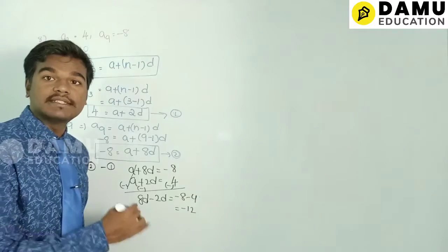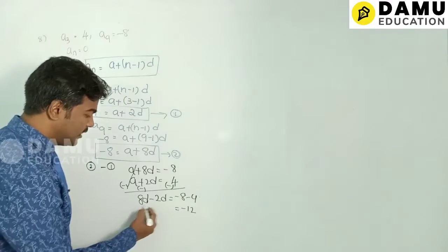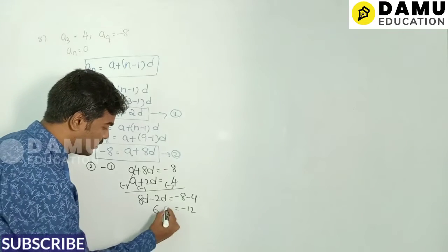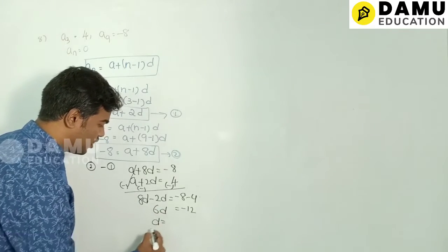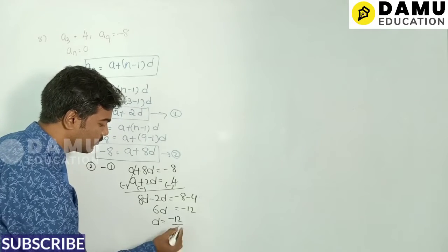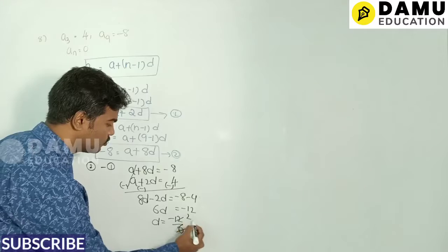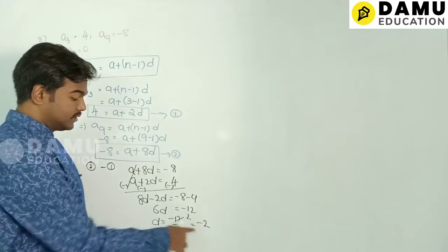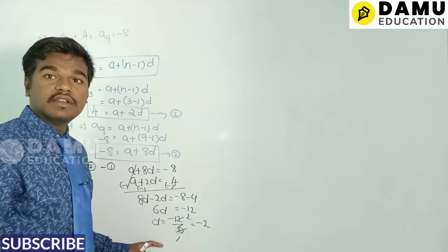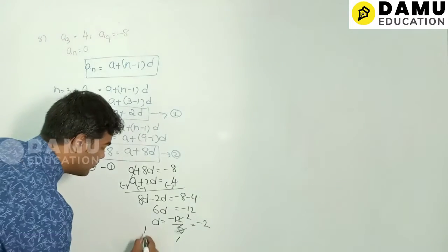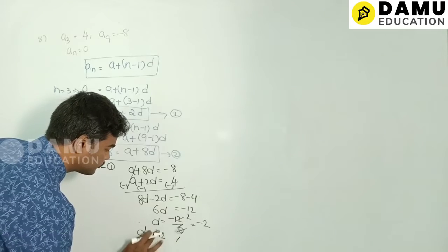So minus 8 minus 4 will become minus 12. That is addition, but the symbol is the same. And 8d minus 2d is 6d. So d will be equal to minus 12 by 6. Six ones are 6, six twos are 12, so that is minus 2. So what is the common difference here? Minus 2. The d value will be equal to minus 2.